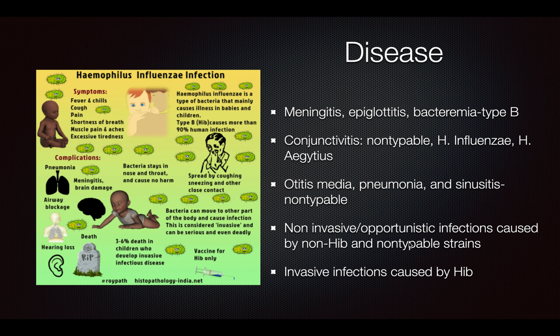The non-invasive or opportunistic infection is caused by either the non-Hib or the non-typable strains. It's going to be spread by droplets, and unfortunately, type B is an invasive bacteria, so it's really dangerous, particularly in children.